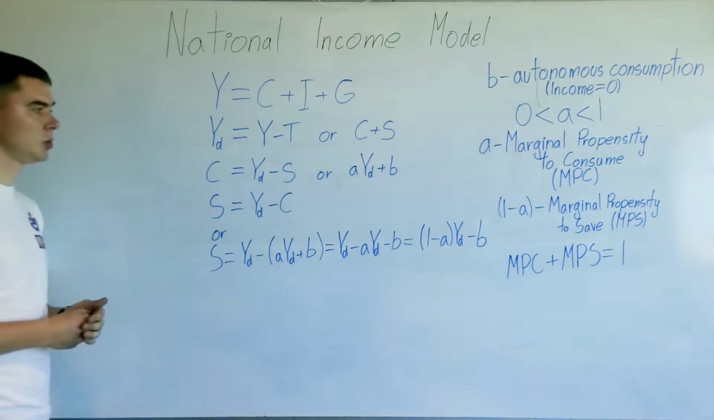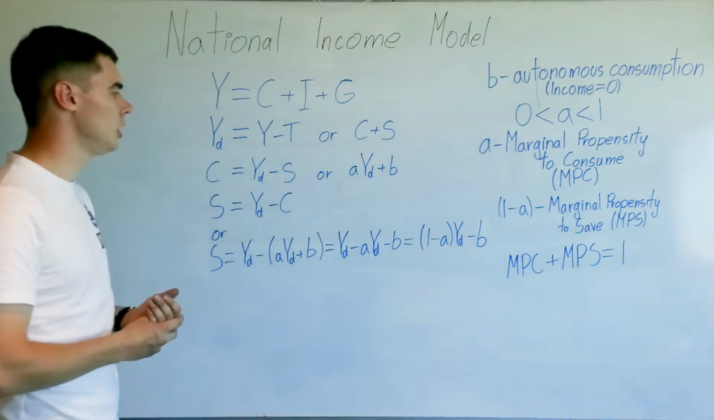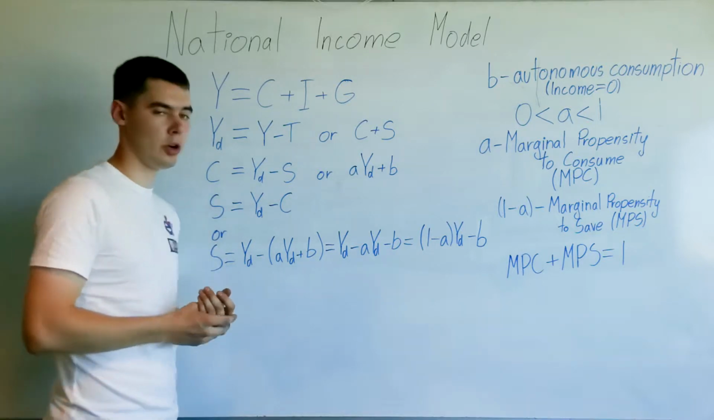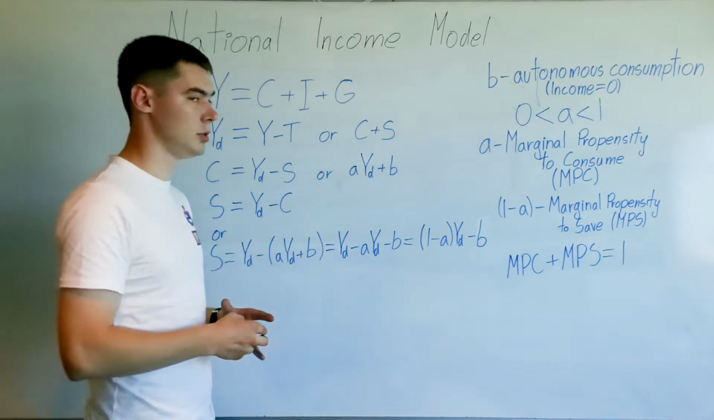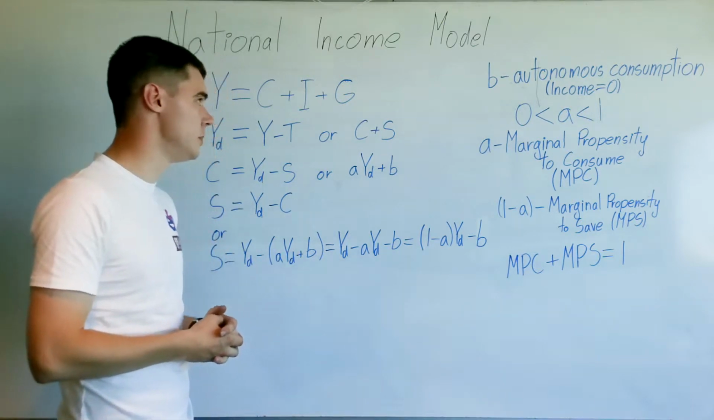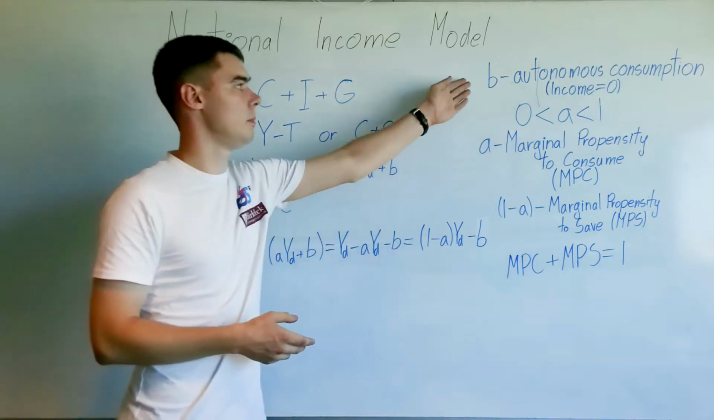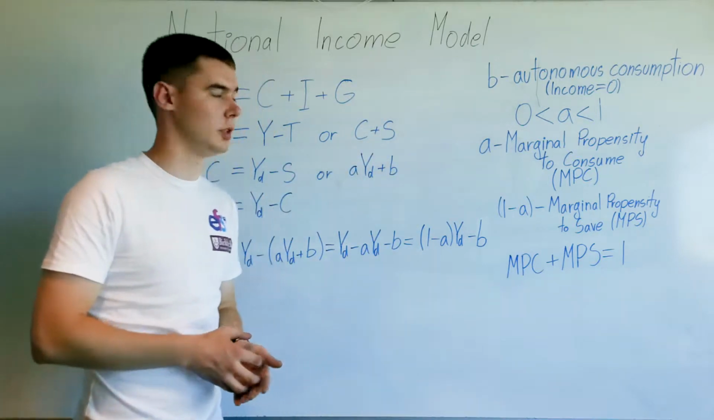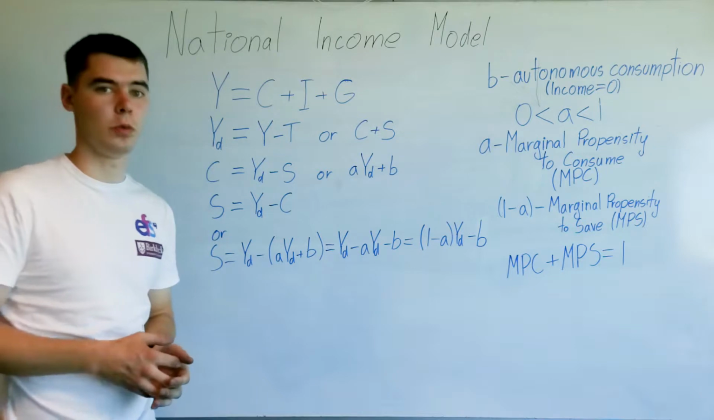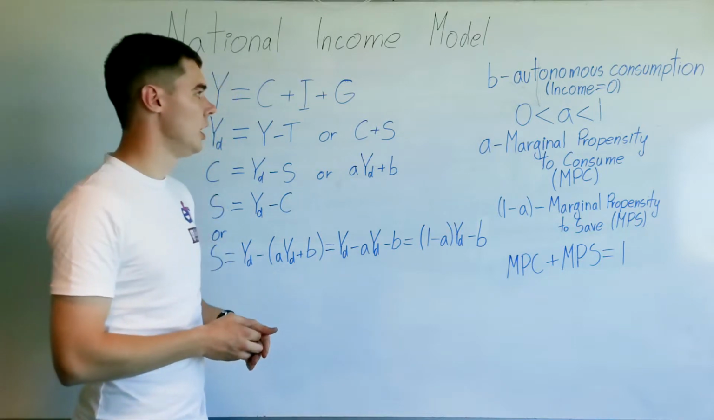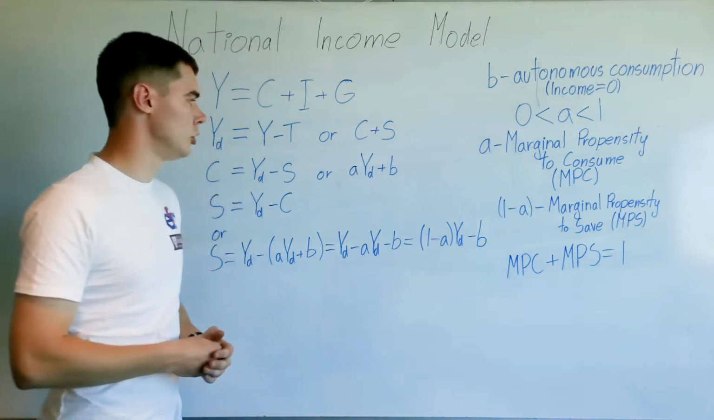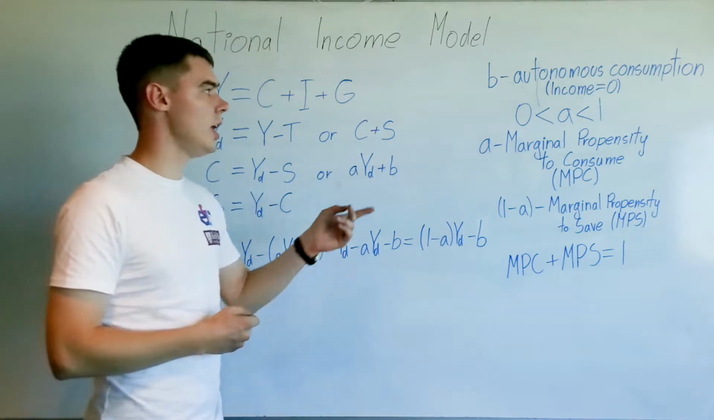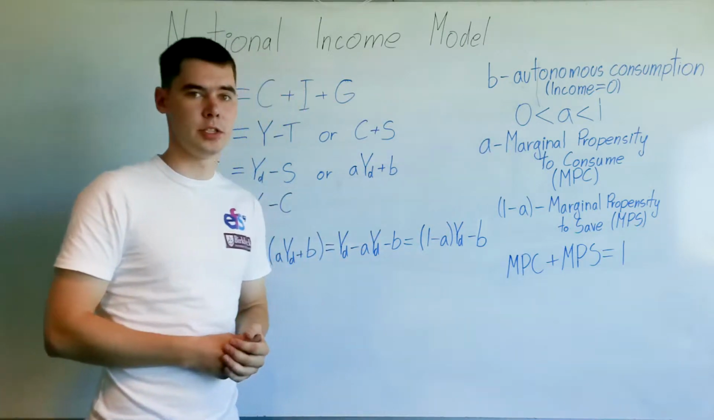Consumption can be expressed as disposable income minus savings, or in more mathematical and economical terms, A times disposable income plus B, whereas B is autonomous consumption, that is our consumption when income is zero, and A is our marginal propensity to consume, given that A can only take values between 0 and 1.